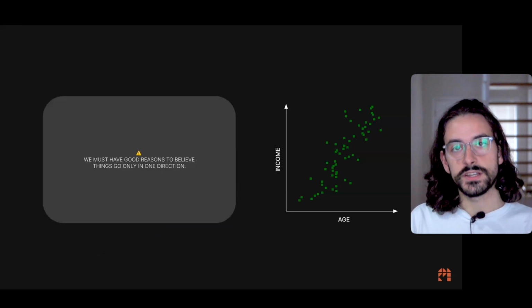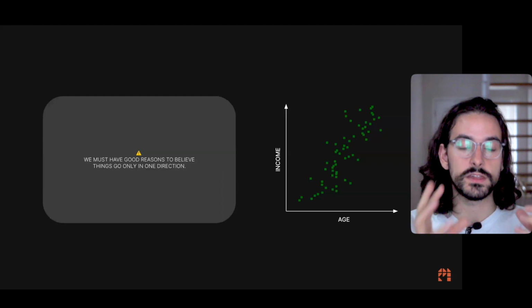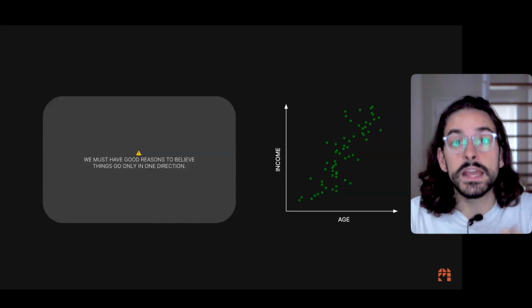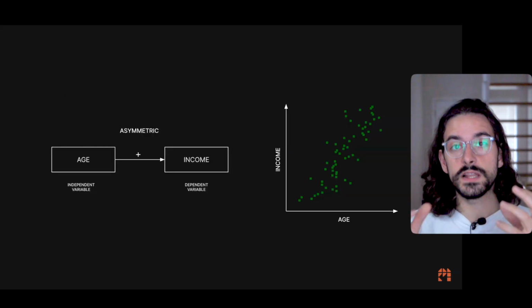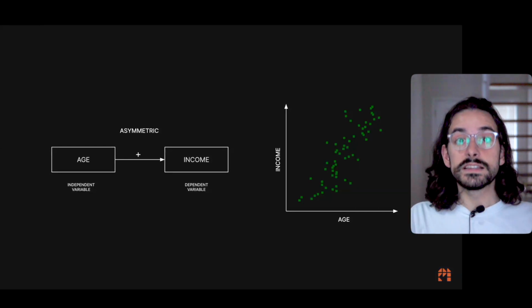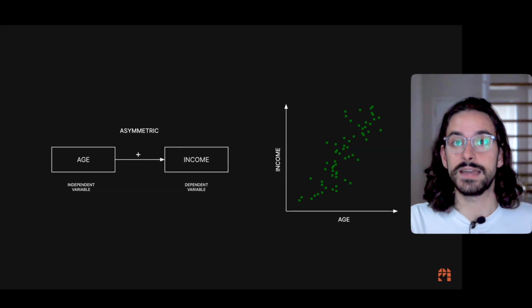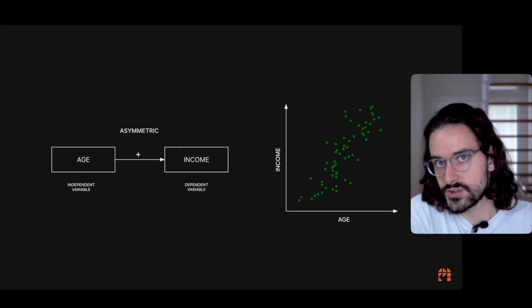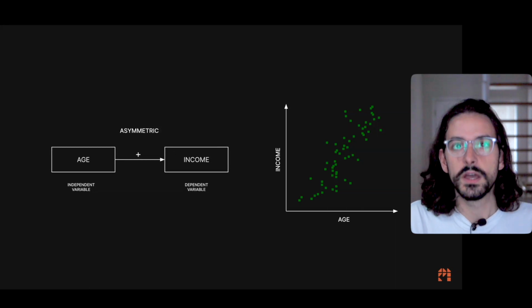Every time we're establishing an asymmetric relationship, you must have a really good reason to believe that things only go in one direction. And here we actually do, because age predicts income. But when was the last time that you made a lot of money and suddenly you became very old? It doesn't happen. So age is something that's usually not affected by anything other than time itself, which is sort of what it's measuring. So it's kind of pointless for age to ever be a dependent variable. Age will probably almost never be a dependent variable.